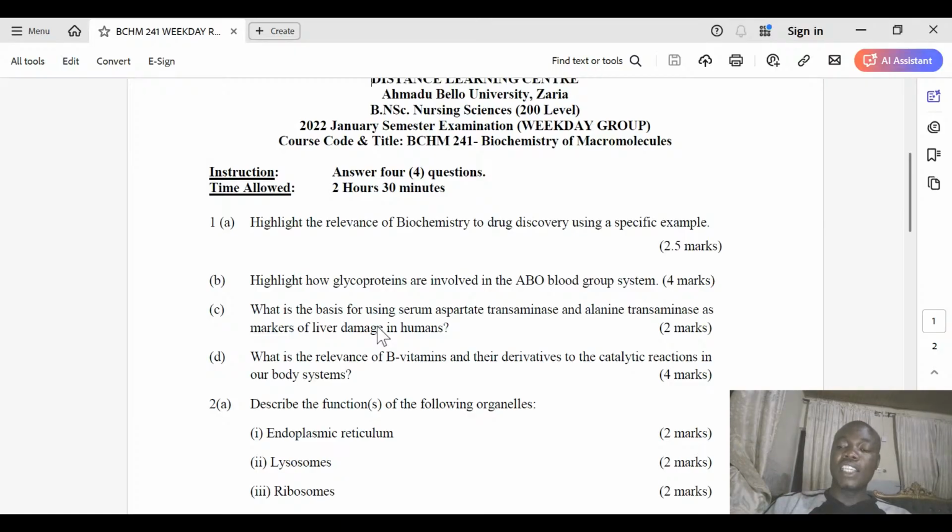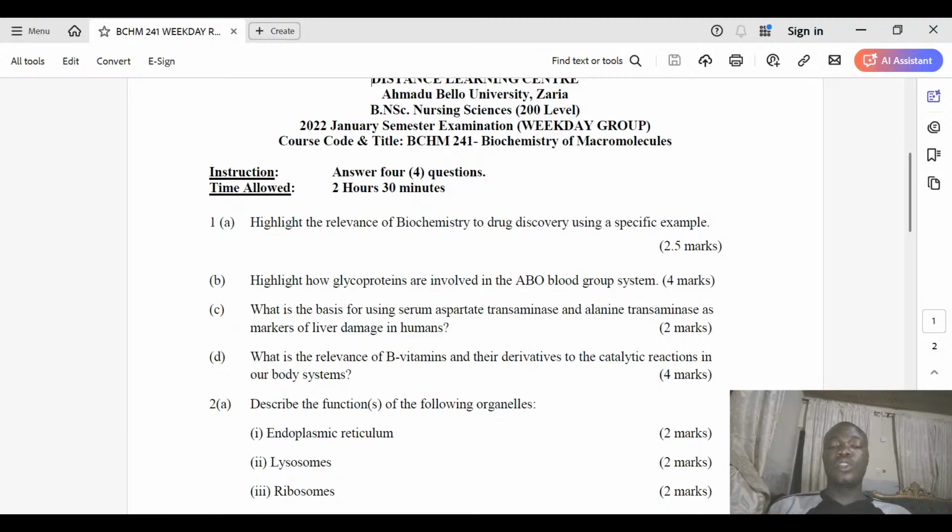What makes the enzymes become active are the coenzymes. And most of the coenzymes are vitamin B complex, especially vitamin B1, vitamin B3, vitamin B6, and also vitamin B12. So vitamin B1, B3, B6, and B12 are the vitamin B complex members that are involved in activating the enzymes.